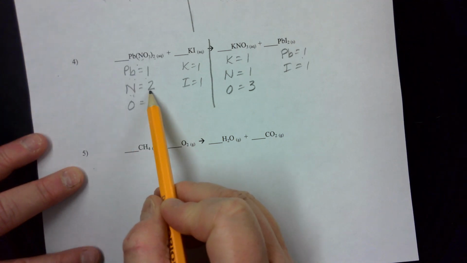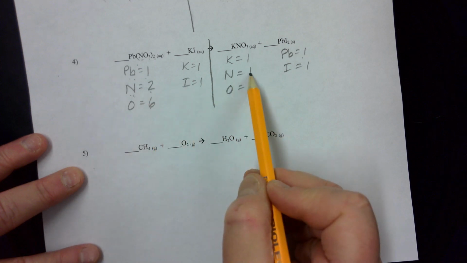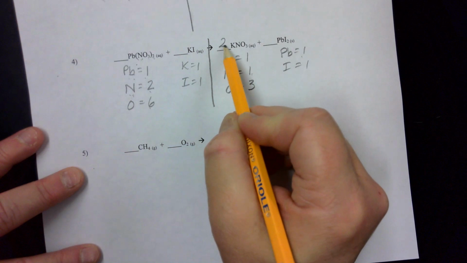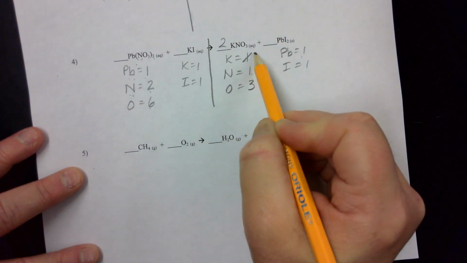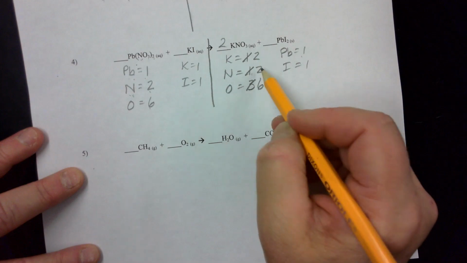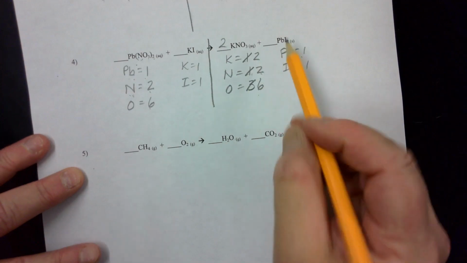I've got 2 on the left. I have only 1 on the right. So I need 2 of those. So I'm going to put a 2 in front of the KNO3, and I'm going to double everything that I had in that inventory. So 2 Ks, 2 Ns, and 6 Os.